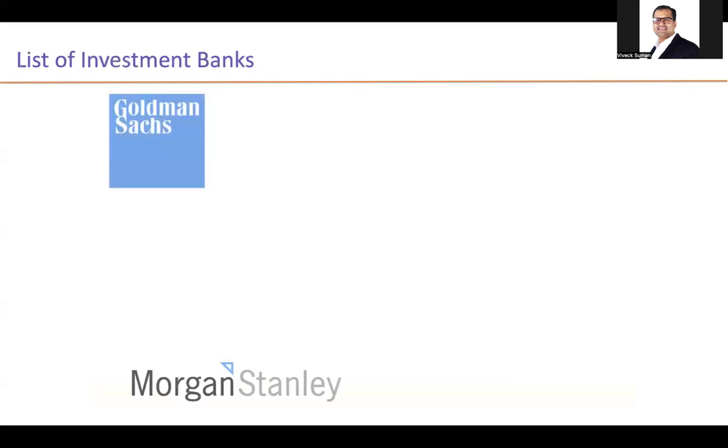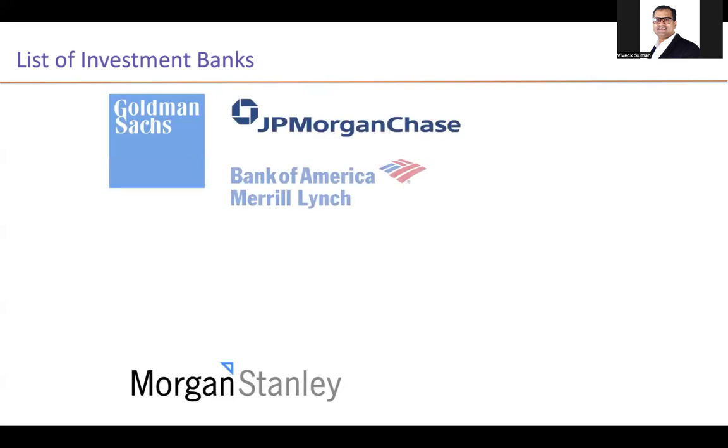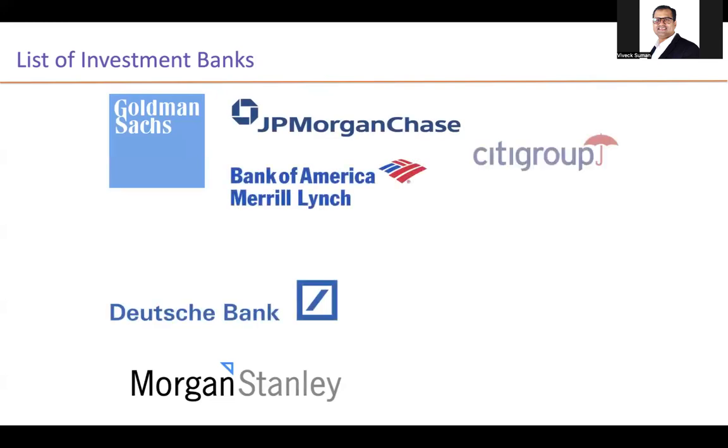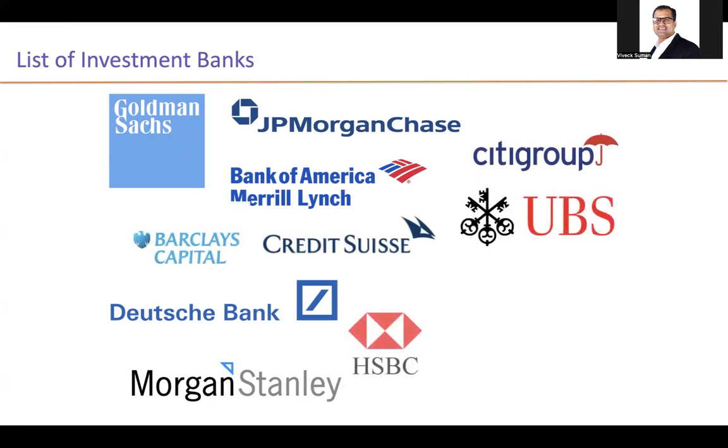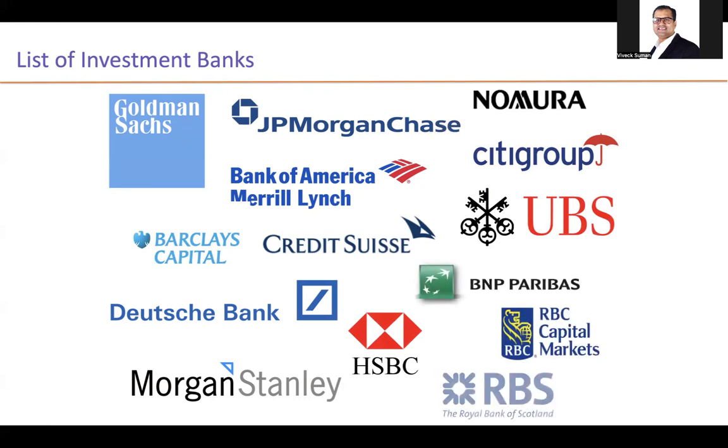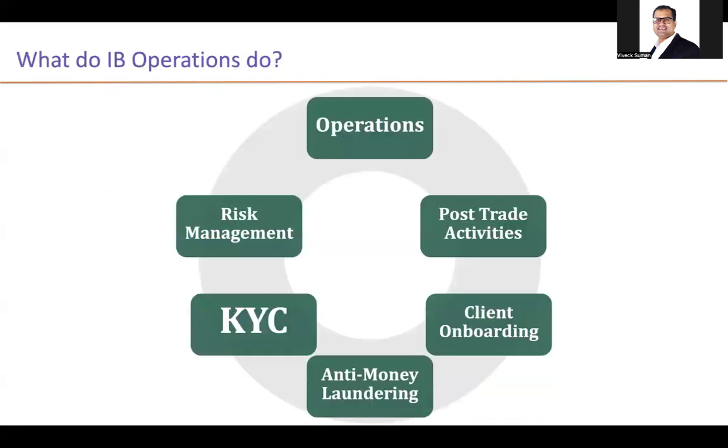List of investment banks: Goldman Sachs, Morgan Stanley, JP Morgan Chase, Bank of America Merrill Lynch, Deutsche Bank, Citigroup, Credit Suisse, Barclays Capital, UBS, HSBC, Nomura, RBC Capital Markets, and BNP Paribas, along with RBS. Clear? What do IB operations do? Post-trade activities, client onboarding, anti-money laundering, KYC, and risk management. These are the critical operations which an investment banker does. You need to remember this one.